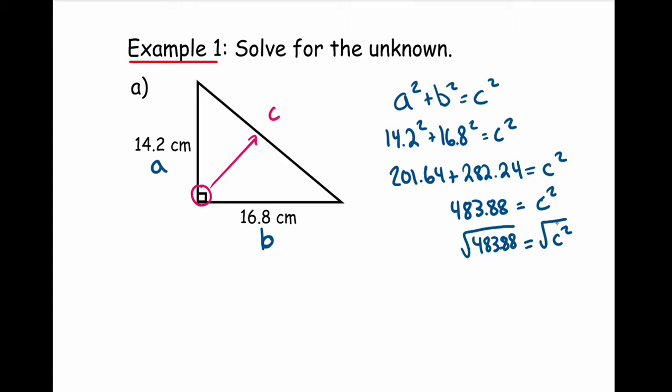So on the one side, that squared and square root cancel out, which leaves me with c. And then when I square root the other side, I get 21.99, or basically 22 equals c, or 22 centimeters, which is my missing side.